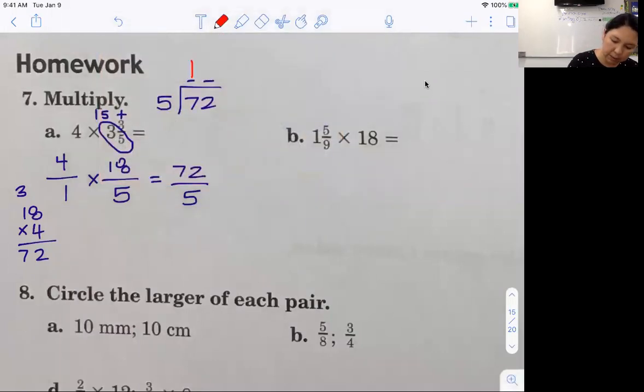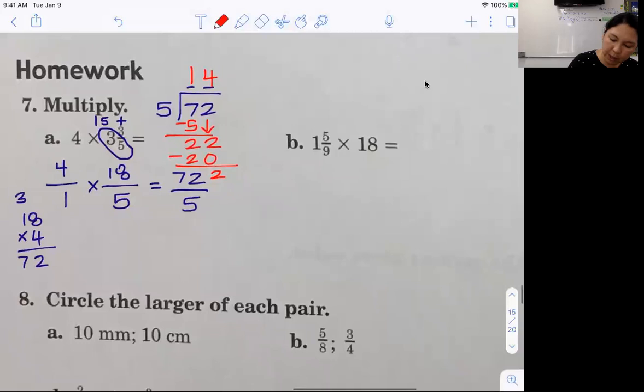Yes, once. 5 times 1 is 5, subtract. I get 2, bring down my 2, 22. How many 5s can go into 22? 4. 5 times 4 is 20, subtract, I get 2. Now they're going to want my remainder in a fraction. So 2 is my top over 5. So 14 and 2/5 is my answer.